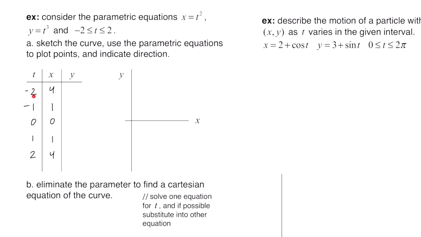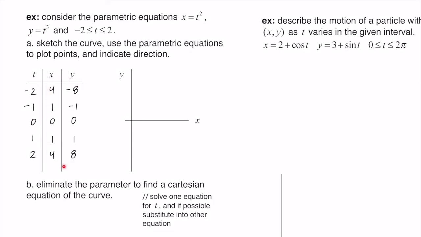All right, so now we're going to do the same thing for y. We take t equals -2, plug it in. -2 cubed makes -8. So when t is -2, y equals -8. Next, t equals -1, we plug it in. -1 cubed is -1. So we get y is -1. Next, t equals 0, we plug it in and we get y equals 0. And then we'll plug in 1 and 2 in for t.